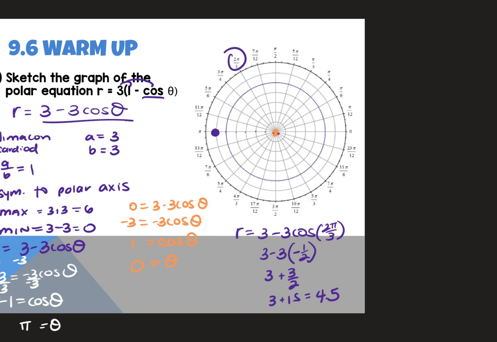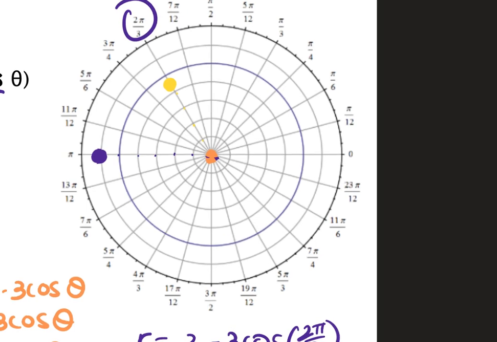I'm going to plot the point that was 4.5, 2 pi over 3. I'm going to go to 2 pi over 3 and I'm going to 4.5. So on that 2 pi over 3, 1, 2, 3, 4.5 is there. And then because it has symmetry to my polar axis, I'm going to reflect that down to 4 pi over 3. So I'm going to go 1, 2, 3, 4.5.